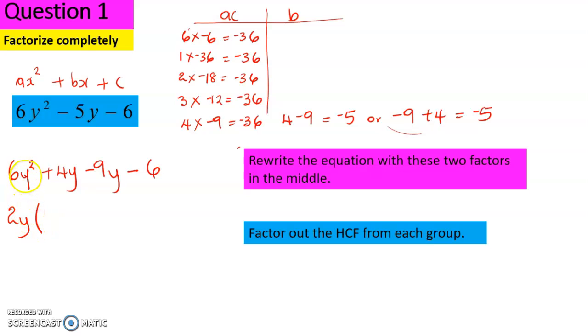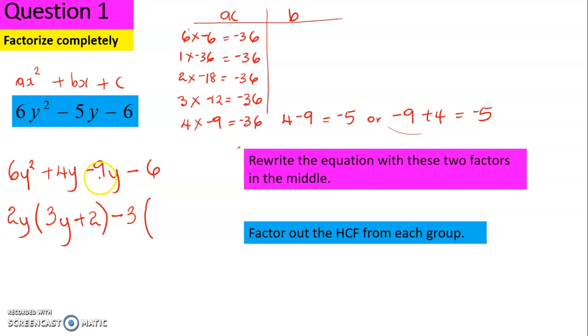Now, 2y into 6y squared will give us 3y. Now, 2y into positive 4 will give us 2. A positive 2, that is. Now, we have negative 9y minus 6. Our highest common factor is 3. However, we must ensure that in our second bracket, we have 3y plus 2. So in order for us to get a plus in the middle of our second bracket, we need to use negative 3 for our highest common factor.